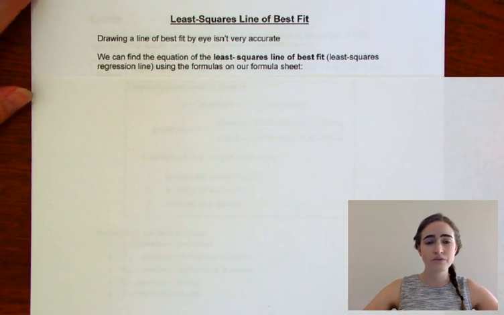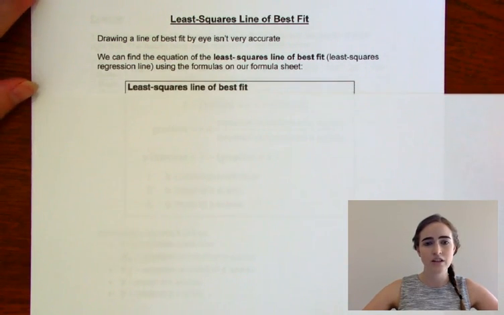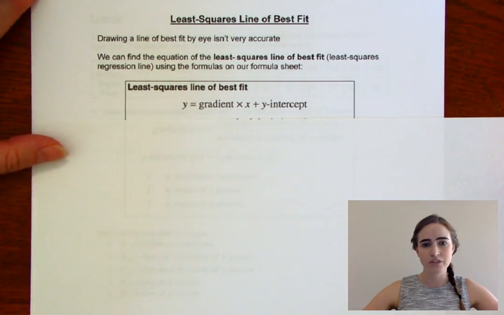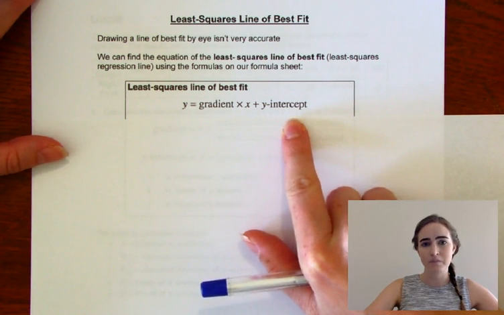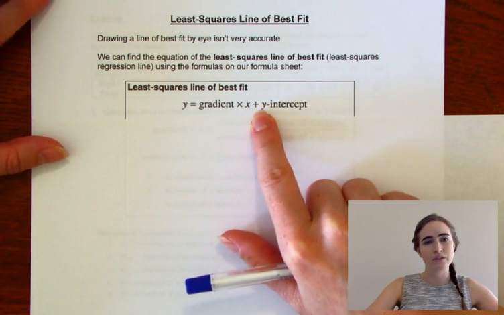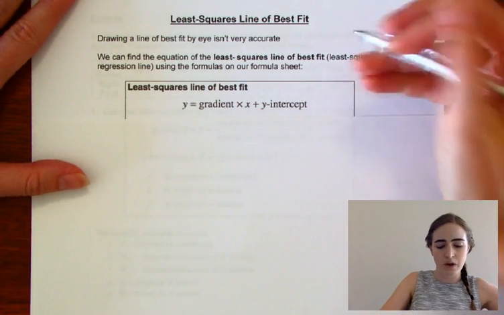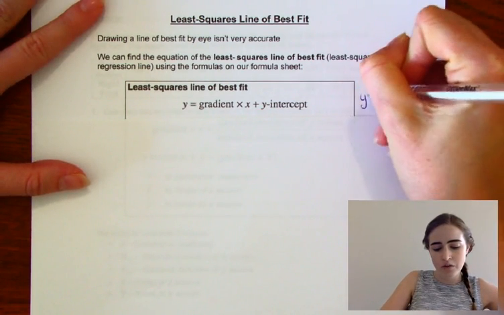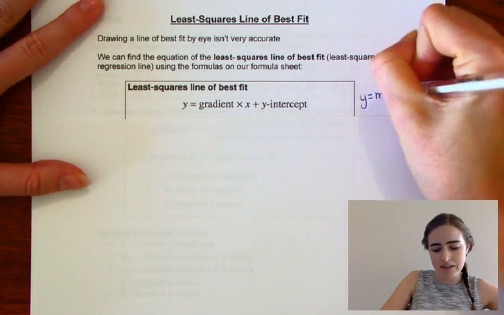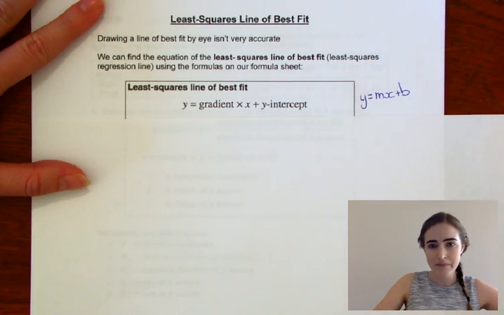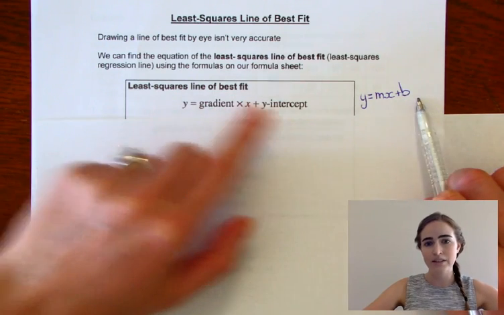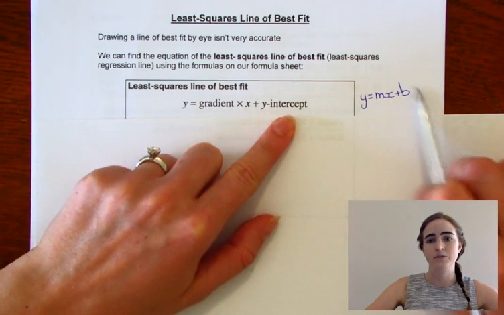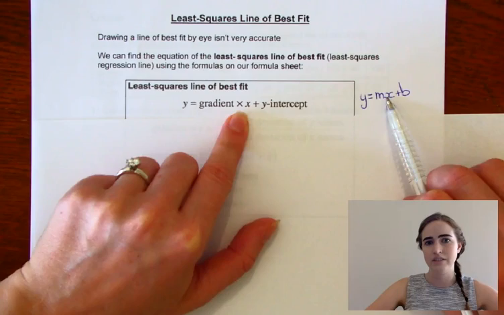The formulas that we need for this are on your formula sheet. At the top there, if we just have a look at the first bit of it, it says y is equal to the gradient times x plus the y-intercept. That's a long way of writing something that we've already looked at. When we looked at the equation of a straight line, we always wrote it as y equals mx plus b. So that m was our gradient, like it says here, and the b was our y-intercept. It's the same thing, just written a little bit differently.